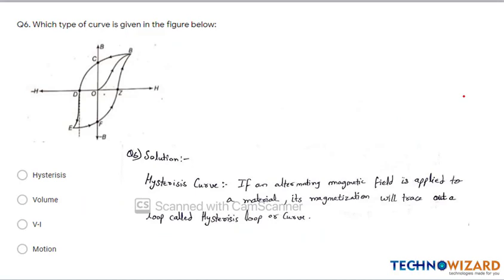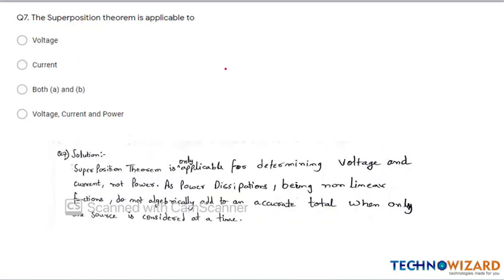Next question, question number 6. This type of curve is always known as a hysteresis curve. Okay, if an alternating magnetic field is applied to a material, its magnetization will trace out a loop called a hysteresis loop or hysteresis curve.